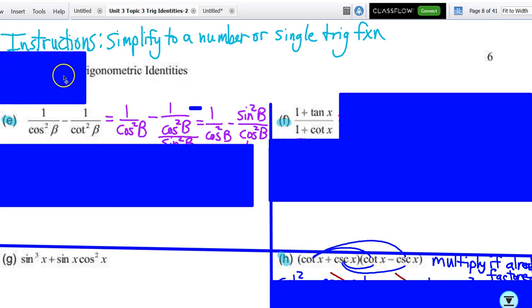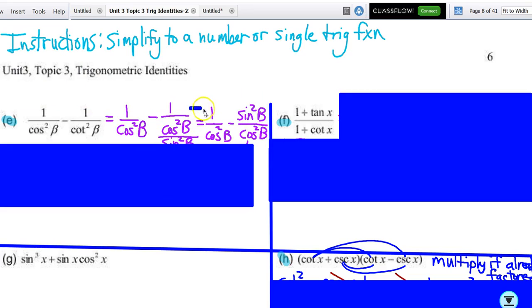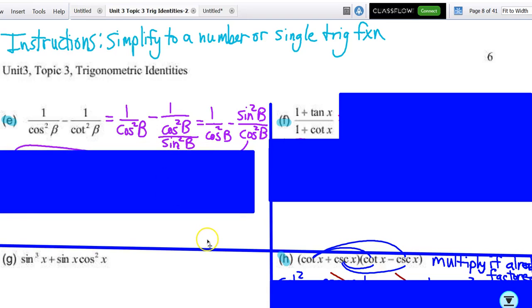The first thing I did was I changed cotan squared beta, that B is beta like the Greek letter. I simplified cotan squared beta to cosine squared beta over sine squared beta. So that's one of our quotient identities. And then when I did that and simplified that second fraction, I was able to have a common denominator. For these problems, a common denominator is crucial in order to combine the fractions and simplify.